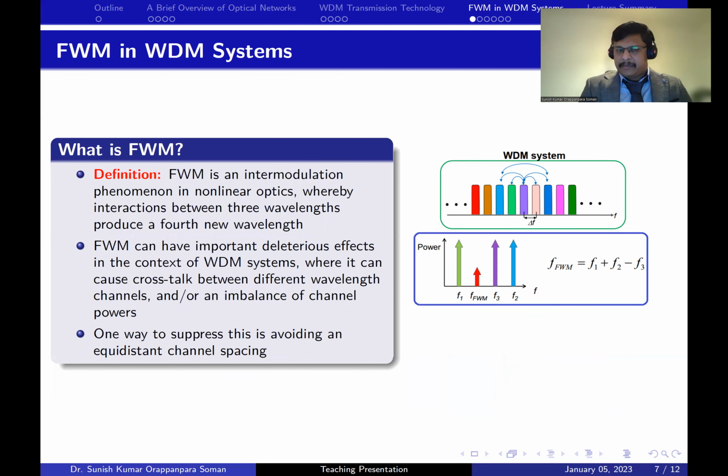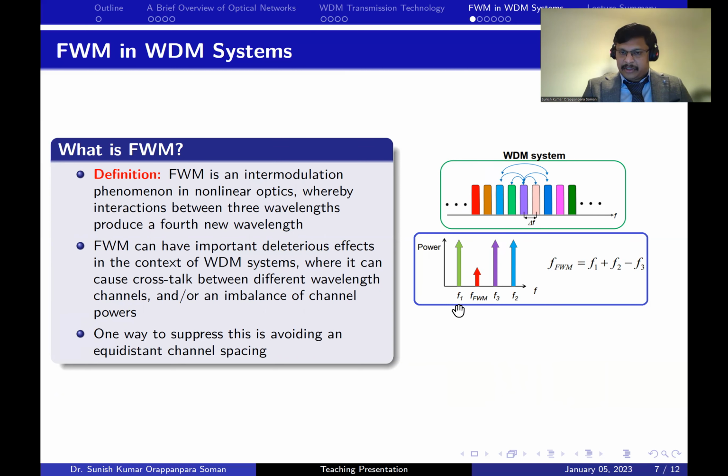So what is four-wave mixing? Four-wave mixing is an intermodulation phenomenon in optical fiber where 3 different wavelengths interact nonlinearly and produce a 4th new wavelength. This is clear in the right figure. You can see that the WDM channels, the adjacent channels, interact nonlinearly and produce nonlinear beating components. So they are called four-wave mixing. This causes crosstalk between the adjacent channels in WDM. Also, it causes an imbalance of channel powers.